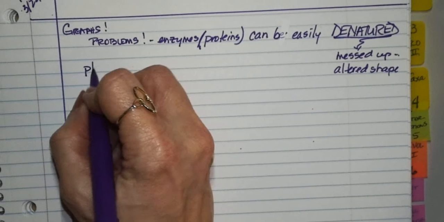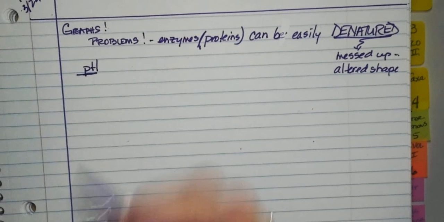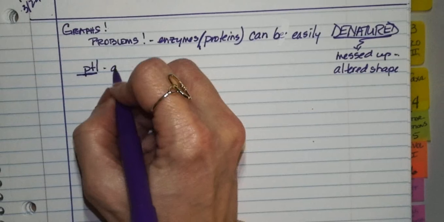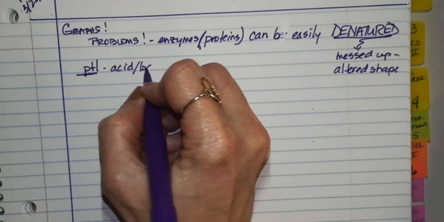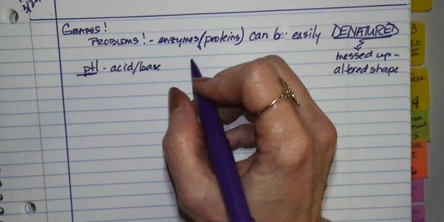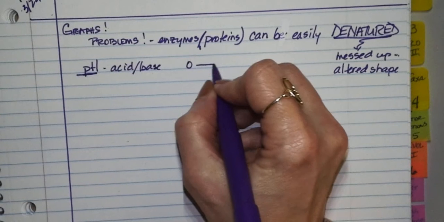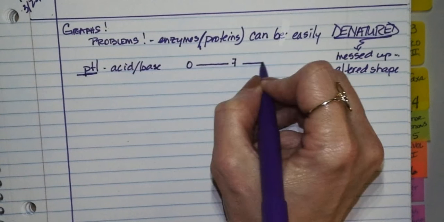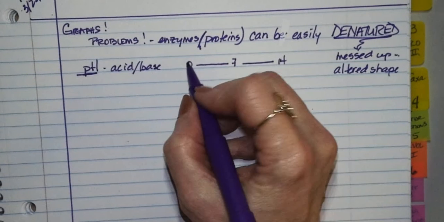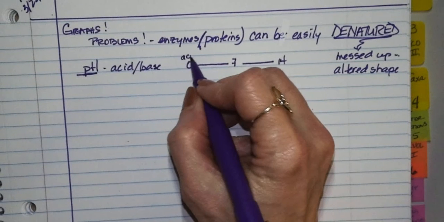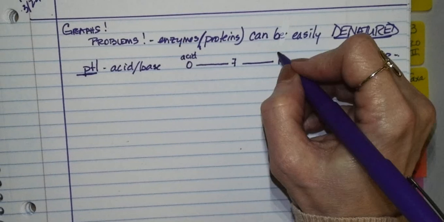So the pH is talking about whether it's an acid or a base. Okay, and the pH scale goes from 0 to 14. The closer you get to 0, it's more acidic, and the closer you get to 14, it's more of a base. And 7 is neutral. You guys have heard of that before.